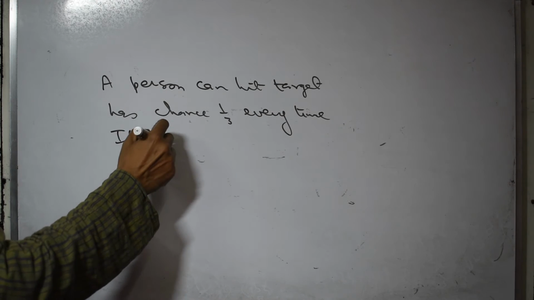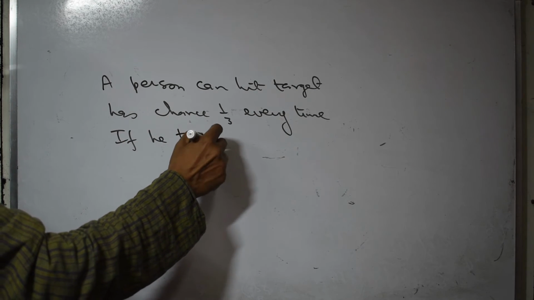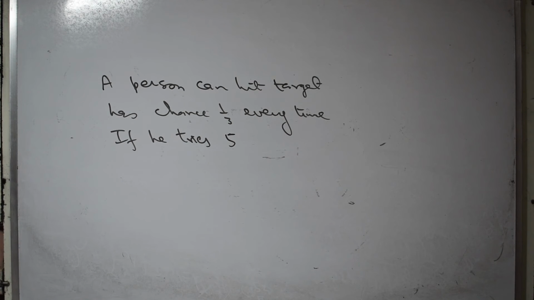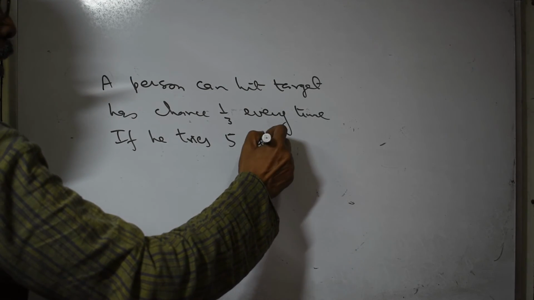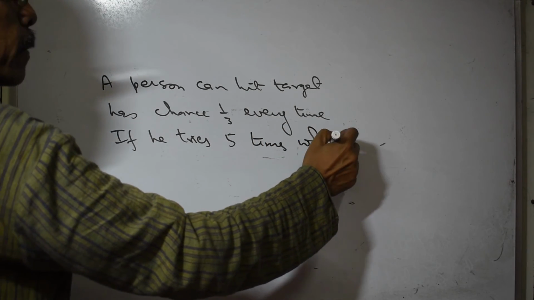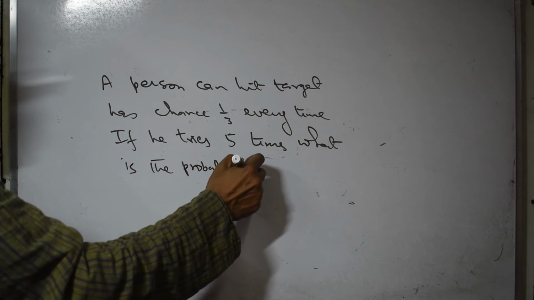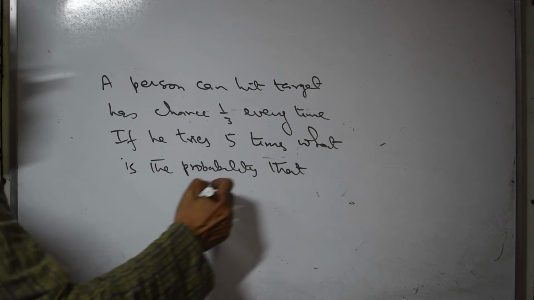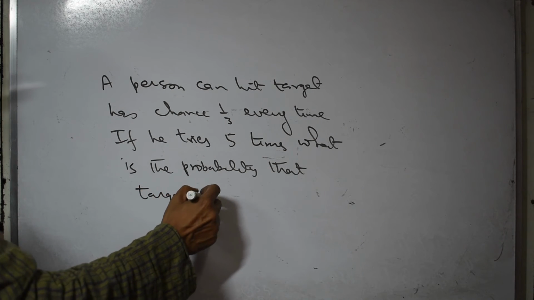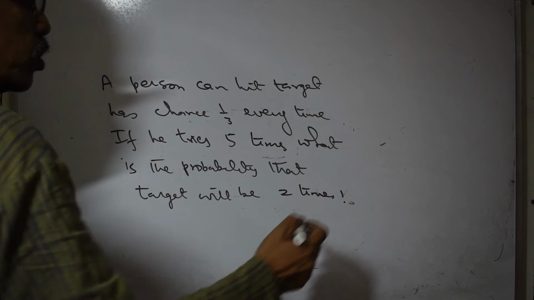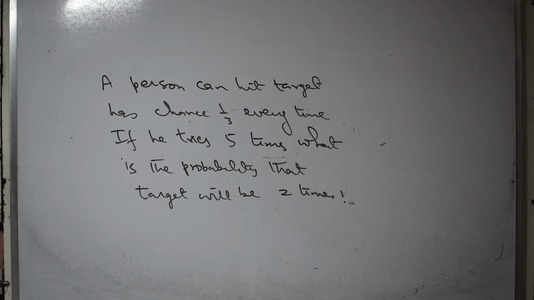If he tries 5 times, if he is trying to hit the target 5 times, what is the probability that the target will be hit 2 times? So here also every time he is hitting the target, his chance is 1/3, and he is repeating 5 times.